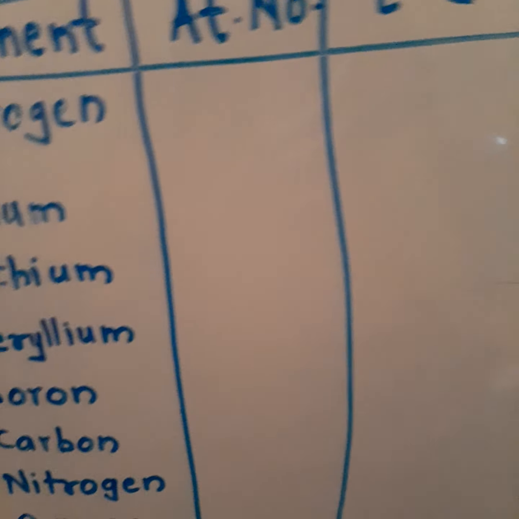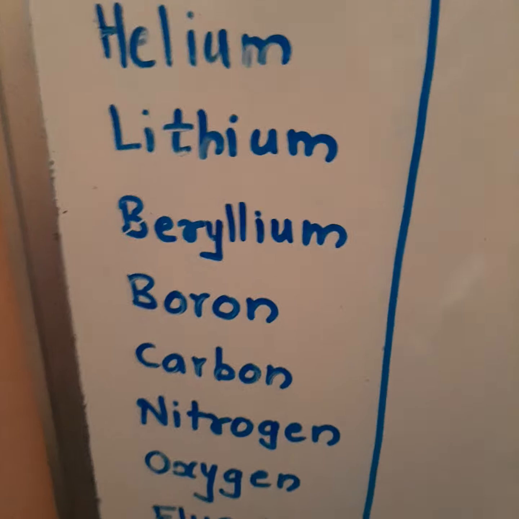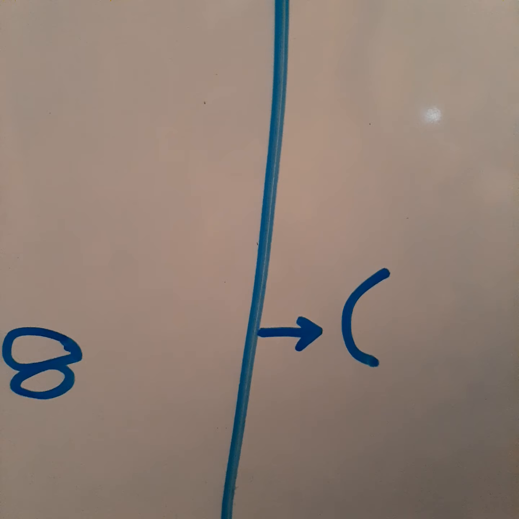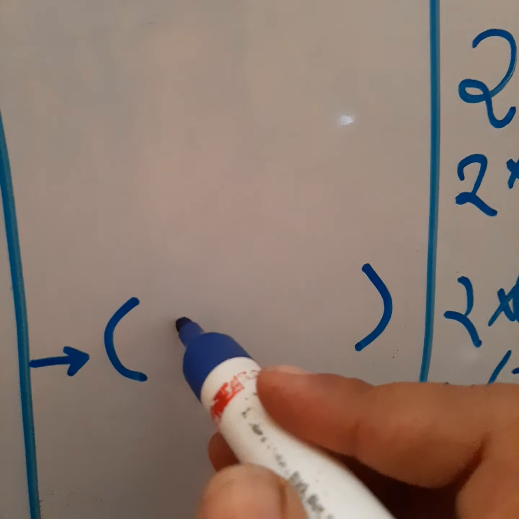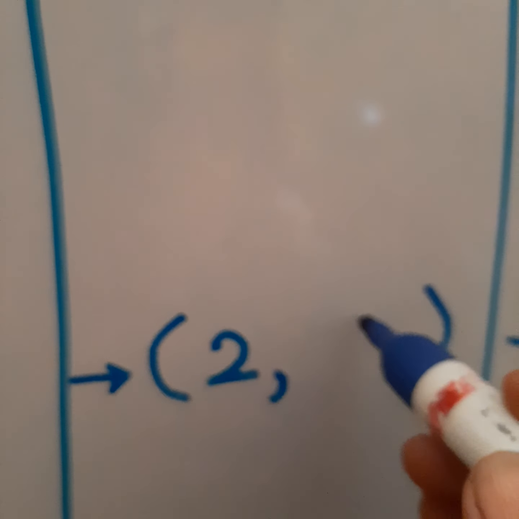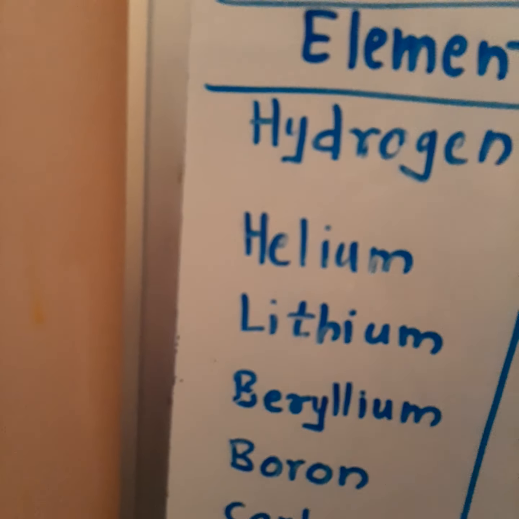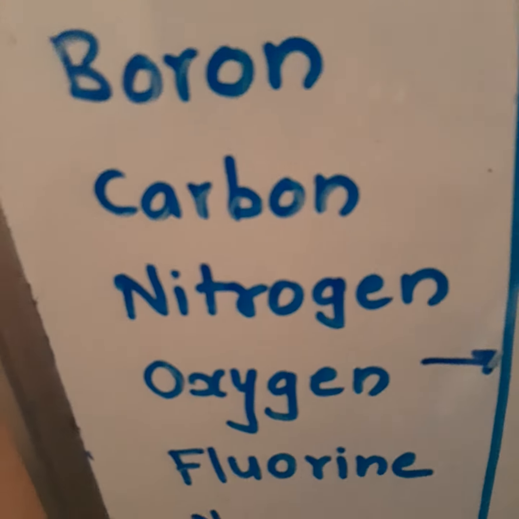So if you see the electronic configuration in the case of oxygen, we write it in this way. First of all, the atomic number is 8. Then its electronic configuration we have to write in brackets. First shell, how many electrons? 2, and second shell 6 electrons. So we have to find the electronic configuration of all these elements.